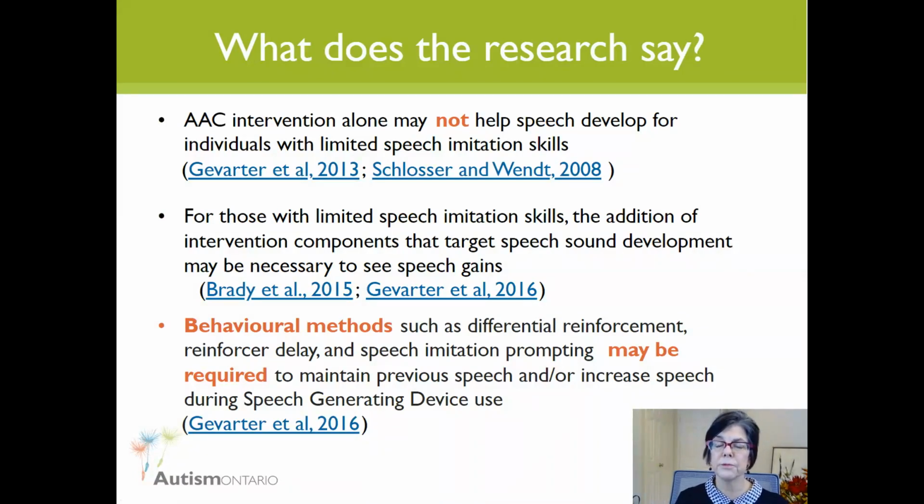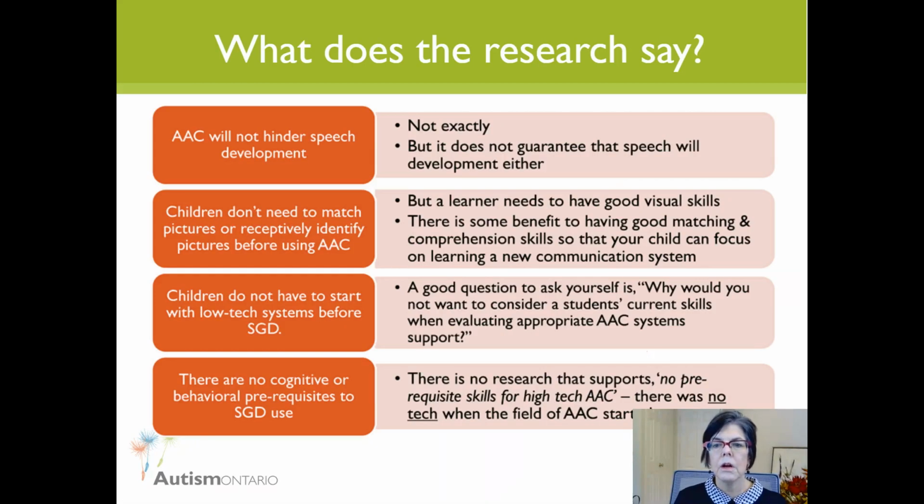And this is a bit different than the research in the field of AAC, which has been a field since the 1920s, really looking at what we need to do for this particular group of individuals. We also look at what the research says about some beliefs. On the left-hand side, those dark orange boxes are current beliefs. And on the right-hand side, I put what the research actually says at this point.